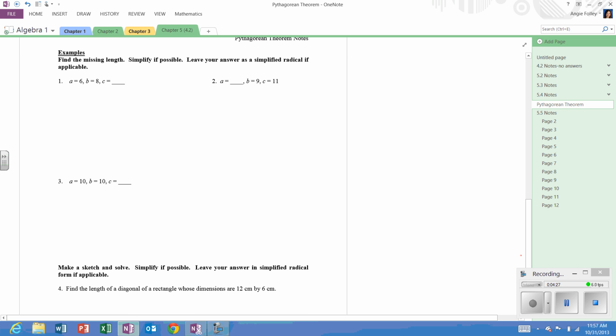So I'm going to go on to the back. So we're going to try some examples here. Okay, so they give us a and b, but we have to find c.